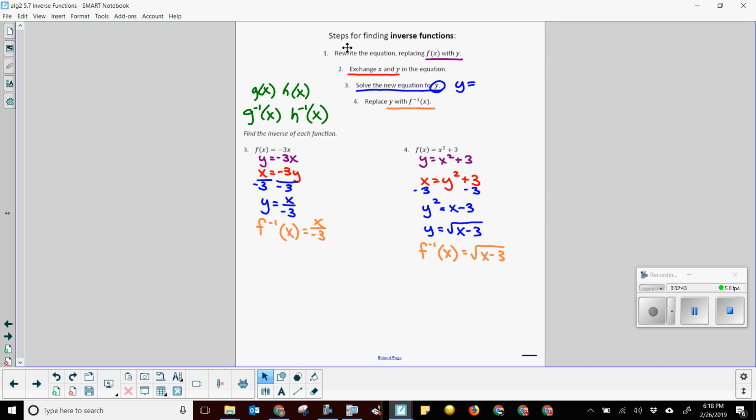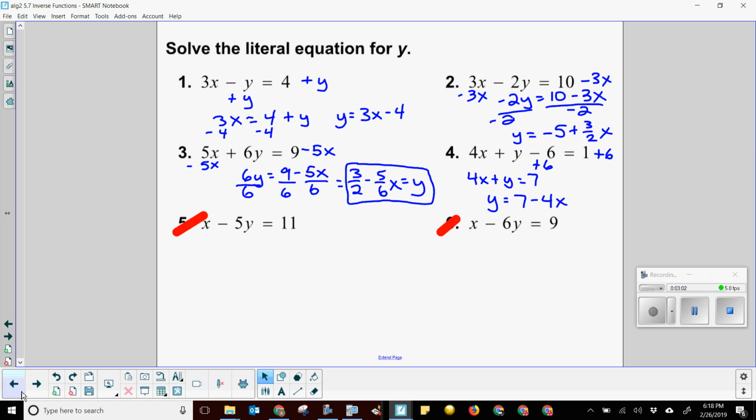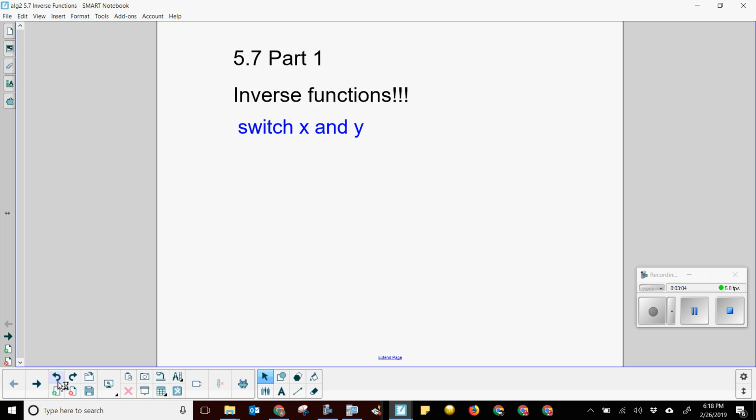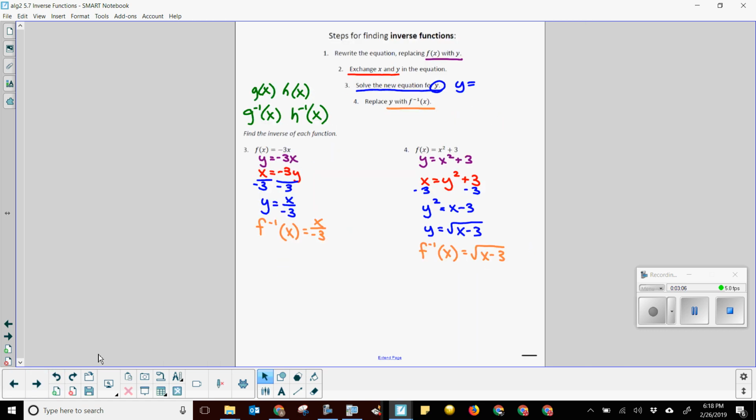So steps for finding the inverse. It's real simple. They're going to give you f of x, change f of x to y, or change g of x to y, or h of x to y, or whatever they give you. So f of x becomes y equals. Step 2, exchange x and y. That's what I said back here. Switch x and y. That's like the whole thing about inverse.